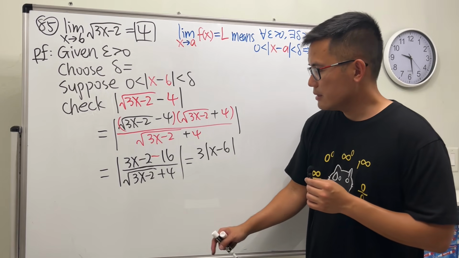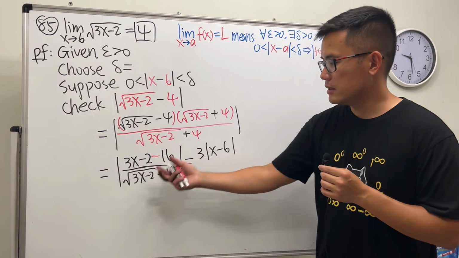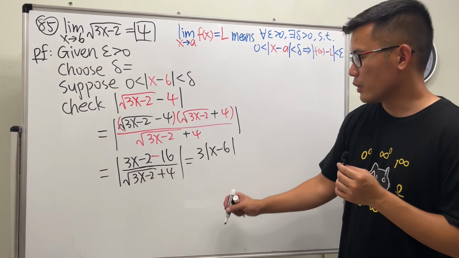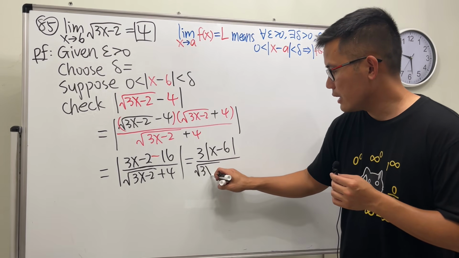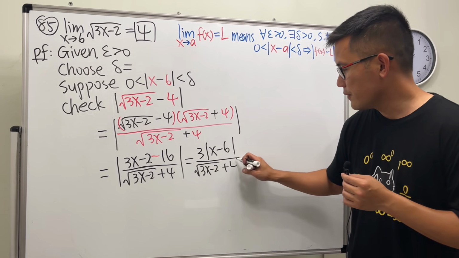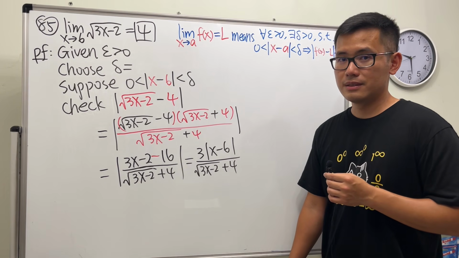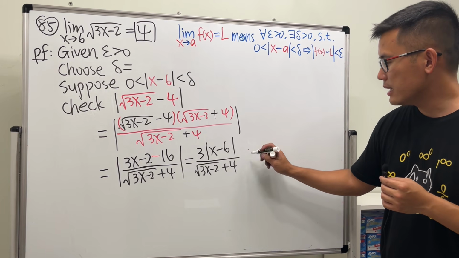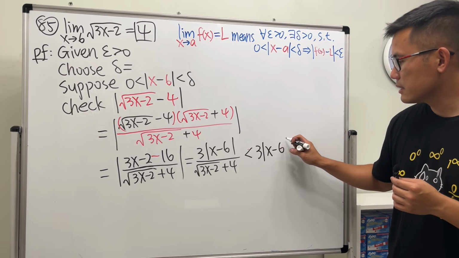Okay, and then same idea like earlier, it's an absolute value of the top and then absolute value of the bottom, but the bottom is always positive, so we don't need the absolute value. So we can just say square root of 3x minus 2 and then plus 4. And what can we do? What can we say next? Well, we can just get rid of the bottom part and say this right here is less than 3 times the absolute value of x minus 6.